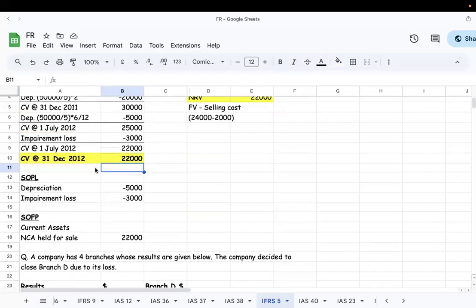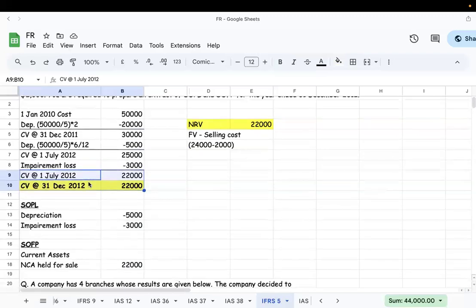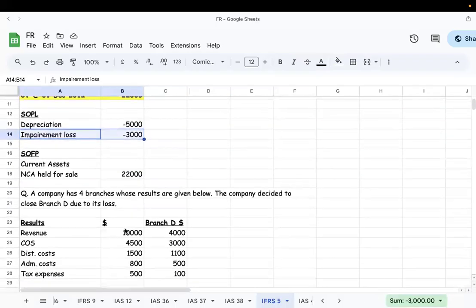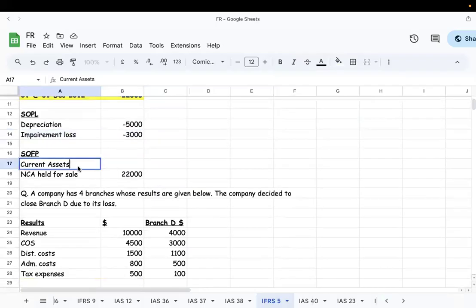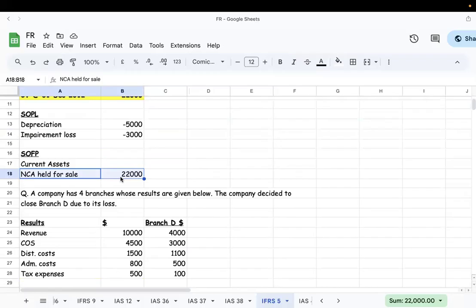Since the asset is grouped under IFRS 5, we have no further depreciation to be calculated. So this year, the depreciation is 5,000. The impairment loss is 3,000. The asset now is grouped under current asset, and the asset would have the value of 22,000.